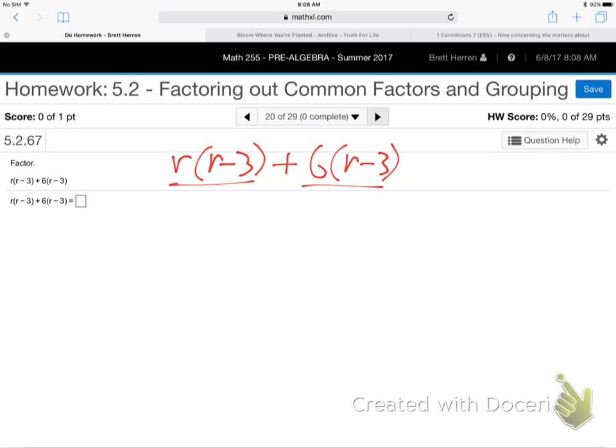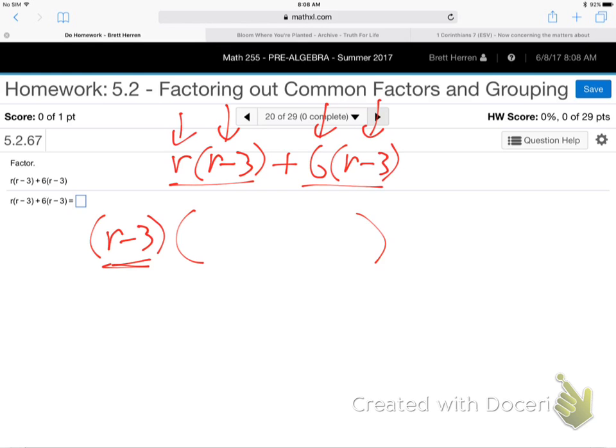So you look at these two terms. What do they both have? They both have a parentheses R minus 3. Look at it like student R has a big exam in his hand, parentheses R minus 3, and student 6 has a big exam in her hand, a parentheses R minus 3. Right? And now you're going to remove it, and put the exams in the front.